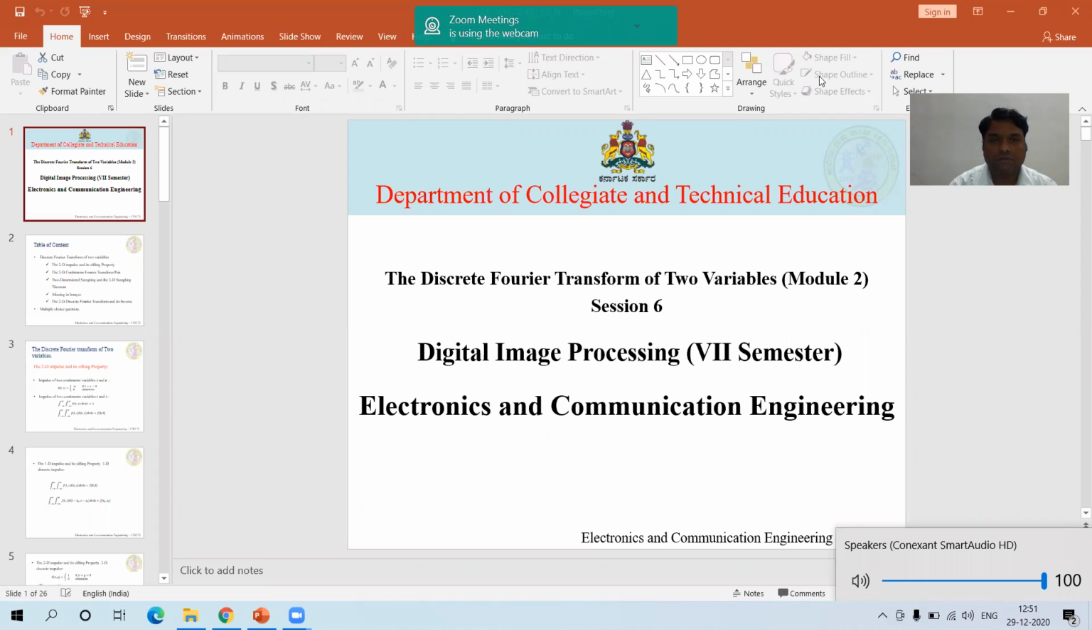In the previous session, we covered complex numbers, Fourier series, impulse and its shifting properties, convolution, and the Fourier transform of one continuous variable. Today we are going to discuss the discrete Fourier transform of two variables.